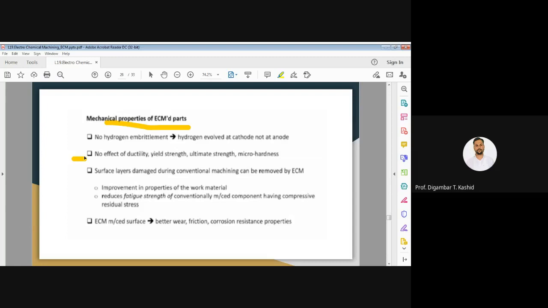Also, in the EDM process, the molten material that is redeposited is brittle. This redeposited material is very hard. So in the EDM process, the property of your metal changes. This layer can be removed by electrochemical machining. Again, the electrochemically machined surface has better wear, friction and corrosion resistant properties. So these are the properties.